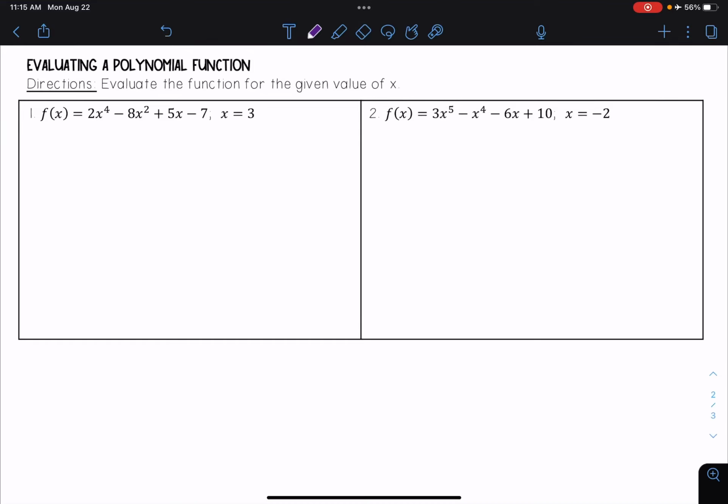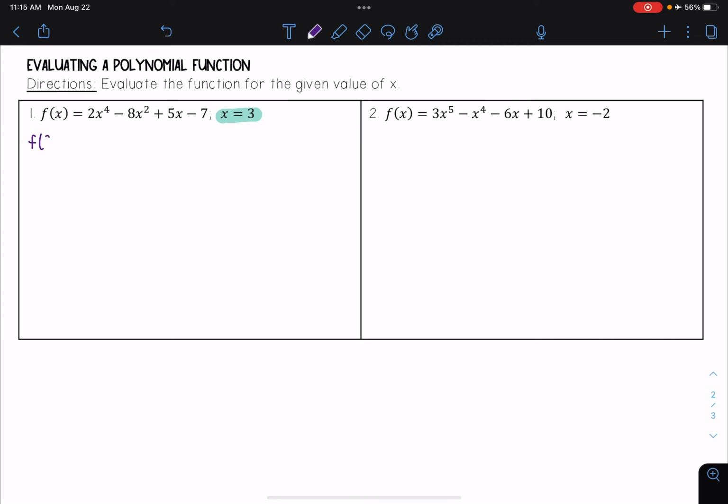In this video, we're going to be looking at evaluating a polynomial function. So, directions: evaluate the function for the given value of x. Number one, I have f of x is equal to 2x to the fourth minus 8x squared plus 5x minus 7. And I want to evaluate this when x is equal to 3. So what that means is wherever I see an x, I'm going to instead substitute it with 3.